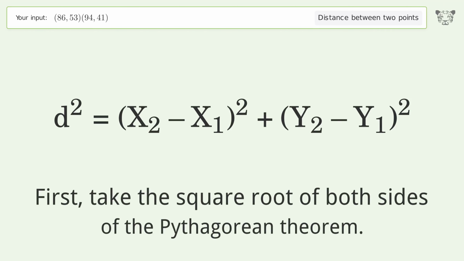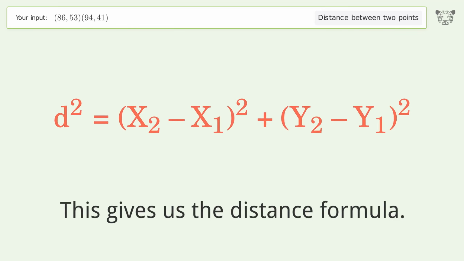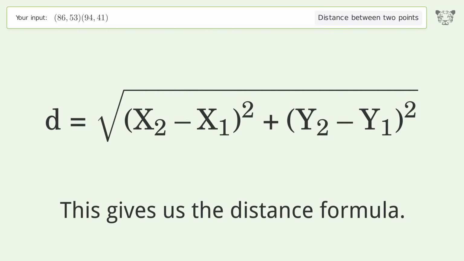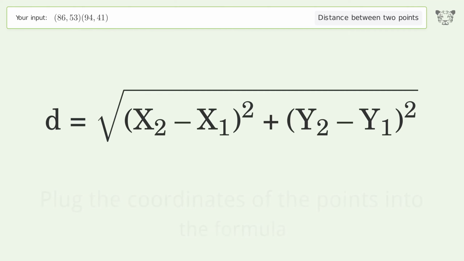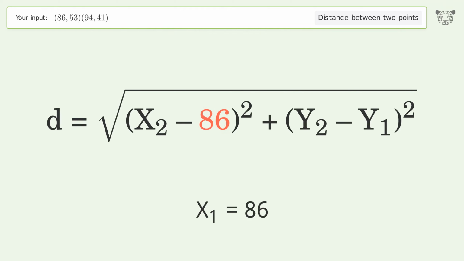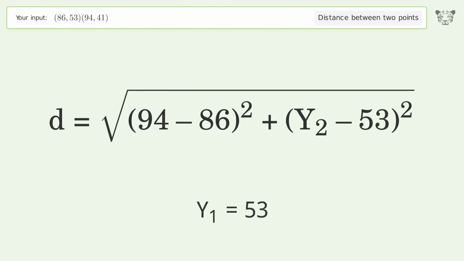First, take the square root of both sides of the Pythagorean theorem. This gives us the distance formula. Plug the coordinates of the points into the formula. x1 equals 86. x2 equals 94. y1 equals 53. y2 equals 41.